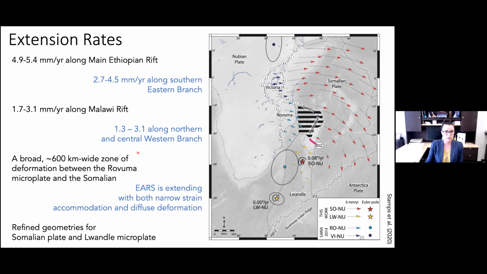So to summarize that work very quickly, we have extension rates along the East African Rift system that have been revised. And then we found this broad zone of deformation here. And then this showed that the East African Rift system is extending with both narrow strain accommodation and diffuse deformation. And then we were able to refine the geometries and also the velocities, the angular velocities here for the Lawandle plate and the Somalian plate.